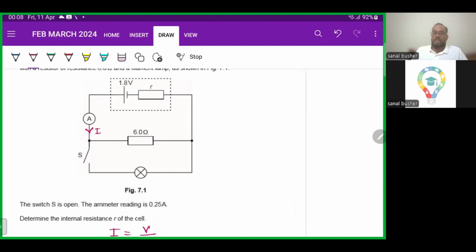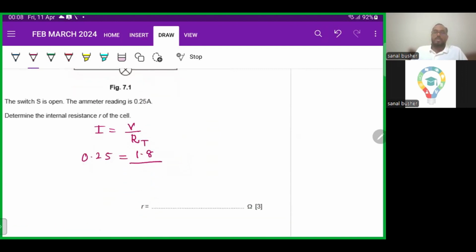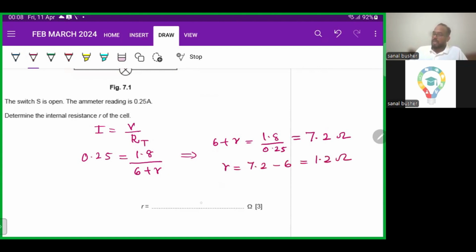These 6 and r are in series, right? Only one common point is there between the resistors, so it will be in series. So you can write it as 6 plus r. Then you can solve this equation. This r is small r, not capital R. This is the internal resistance. 6 plus r is equal to 1.8 upon 0.25. 1.8 upon 0.25, when you put it in your calculator, that is 7.2 ohms. So r is equal to 7.2 minus 6, which is 1.2 ohms. So the answer will be 1.2.